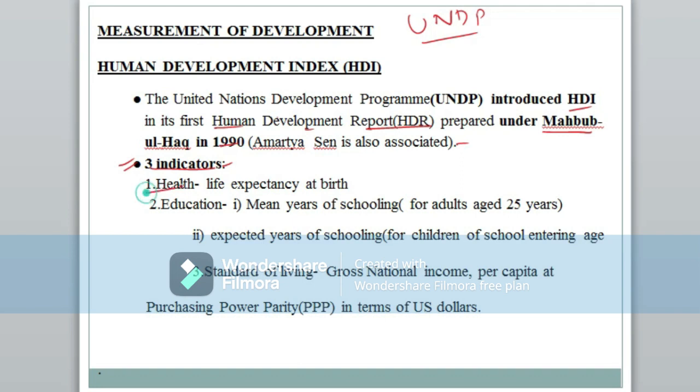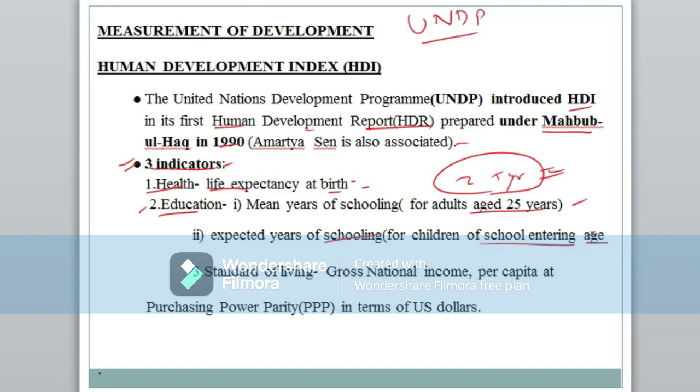First is health, life expectancy at birth. After giving birth to a child, how healthy is the condition of the child. Second is education, that means mean years of schooling for adults aged 25 years. That provides the mean years of schooling, whether he has at least that much education or not. That counts his education tenure, then expected years of schooling for children who are entering school.